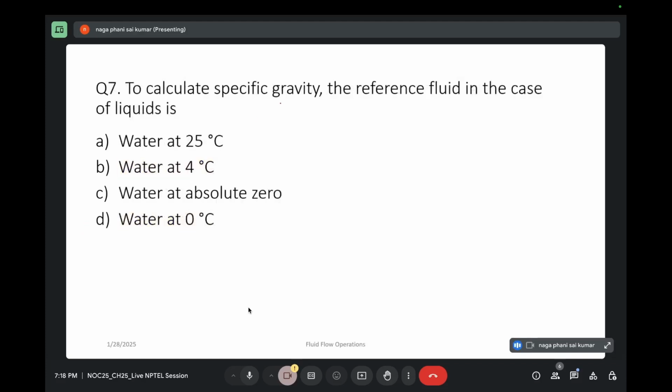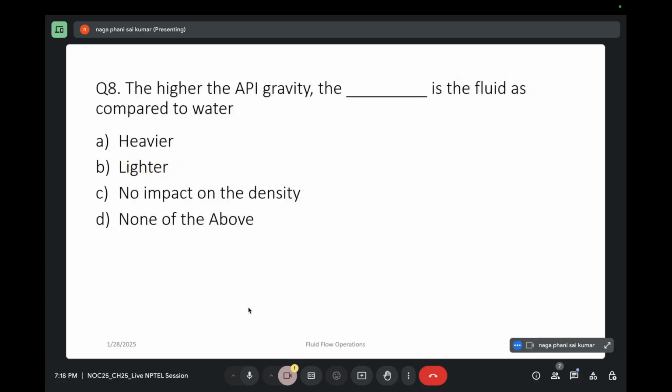To calculate specific gravity, the reference fluid in the case of liquids, which of these is used as a reference fluid? Water at 25, water at 4. Water at 4. So that is used as the reference liquid. So at this temperature, density of water will be 1. Okay. So the higher the API gravity, the dash is the fluid as compared to water. Heavier, lighter, no impact on density, none.